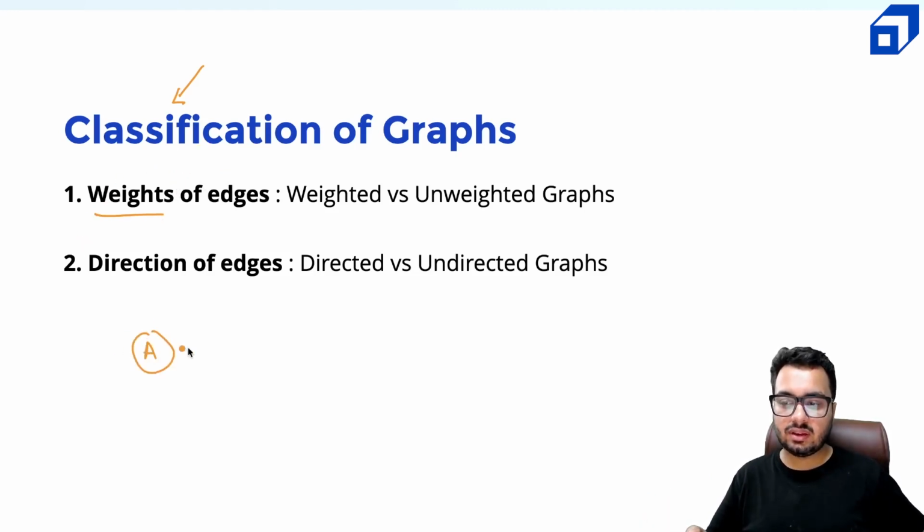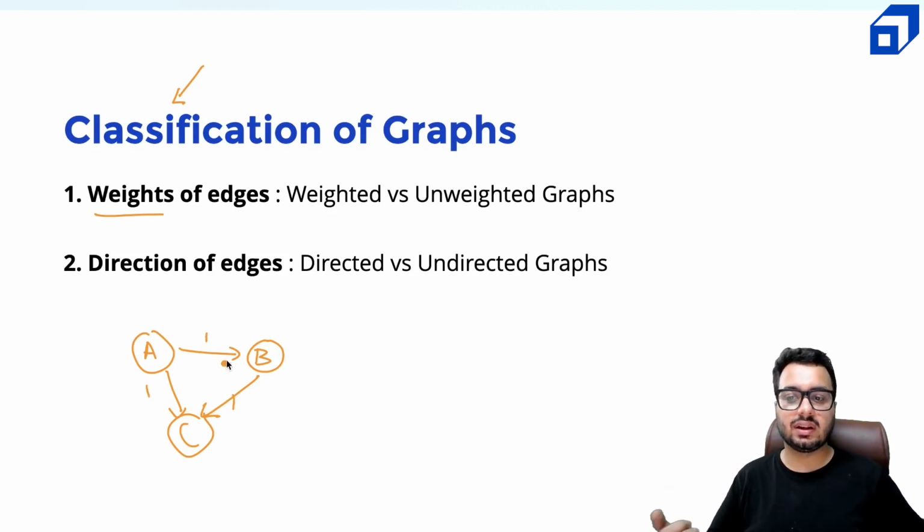There can be graphs in which there is no weight associated with the edge. That means each edge is treated equally. Each has a unit cost. You can say it is an unweighted graph. Such a graph is called an unweighted graph.